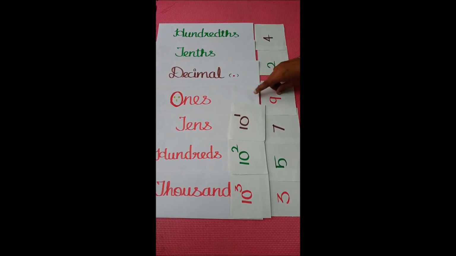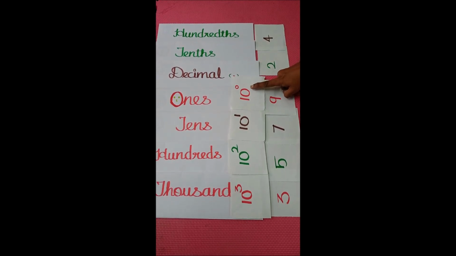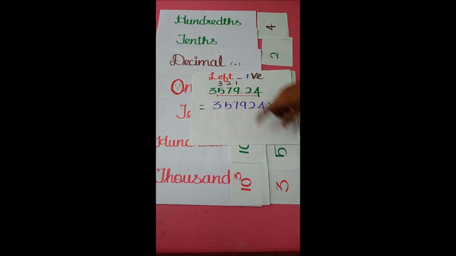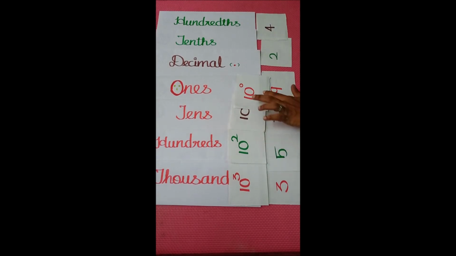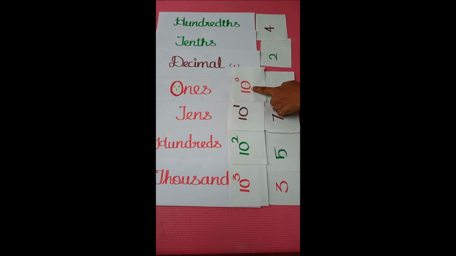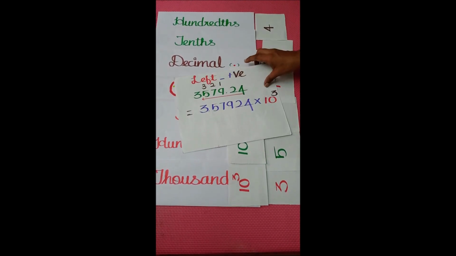Then what is the place value of 9? The place value of 9 is ones. So for that ones place I have taken 10 to the power 0. As I told you in the theory, anything to the power 0 is 1. So 9 into 1 is similar to 9 into 10 to the power 0. So the left side of the decimal will be written as 3 into 10 to the power 3, 5 into 10 to the power 2, 7 into 10 to the power 1, then 9 into 10 to the power 0. After the decimal point, the right side of the decimal will be written as follows.